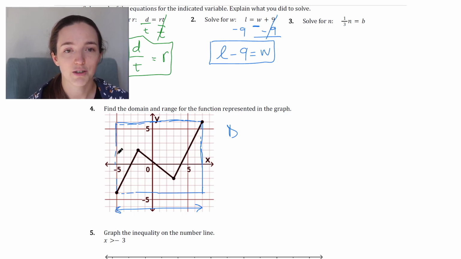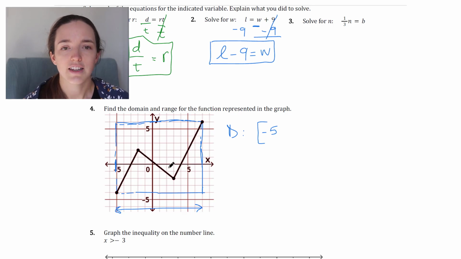The smallest value all the way on the left is -5. And I'm going to do square brackets because this is like the beginning and the end. And then the largest value all the way on the right looks like it's at 7. And we'll do square brackets again.